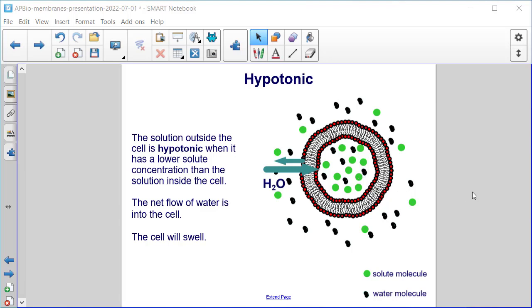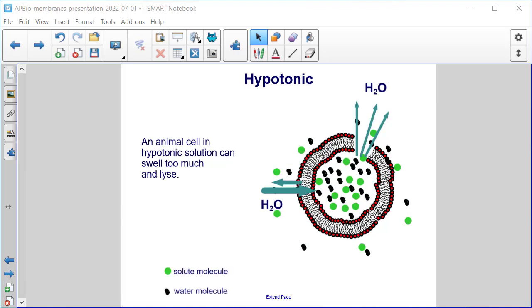It will get bigger. An animal cell in a hypotonic solution, because it doesn't have those rigid cell walls, can swell too much. And when that happens, a cell will lyse or break, as you see here, and then the contents obviously come rushing out.